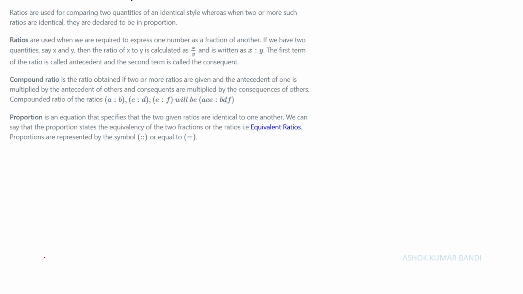See here. The first thing, as I told you, ratios are comparison of two quantities. Make sure both of them are identical quantities. Second, ratio A is to B can also be written as A by B. The first term we are going to call the antecedent and the second one we are going to call the consequent.